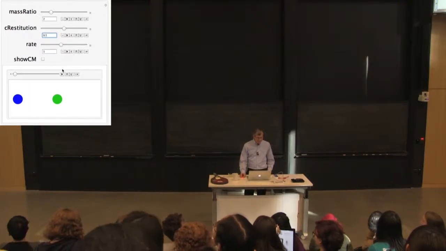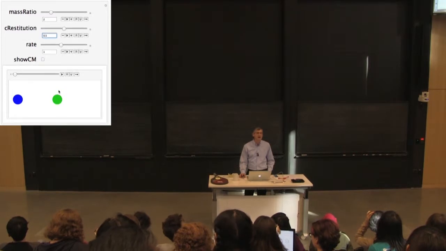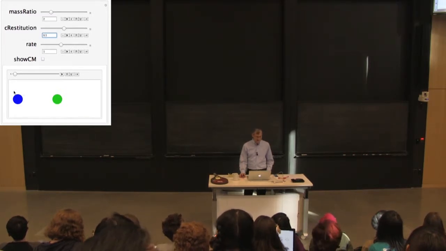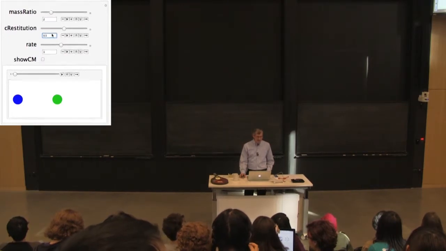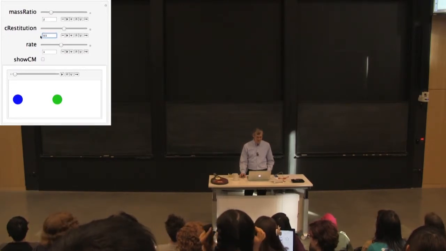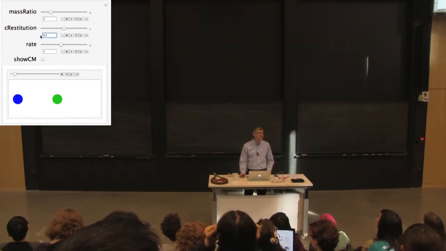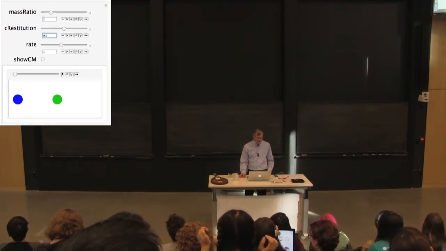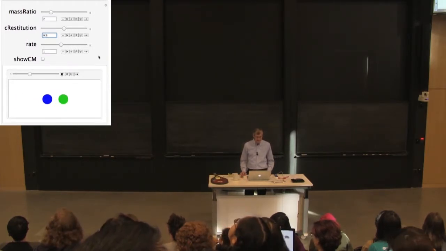So at the moment, I have a mass ratio of 2. So the green one has twice the mass of the blue one. And a coefficient of restitution, whatever the heck that means, of 0.5. Anyone care to guess what the coefficient of restitution might mean? Well, let's just try it and see what happens. So here comes the blue one, kablooey.